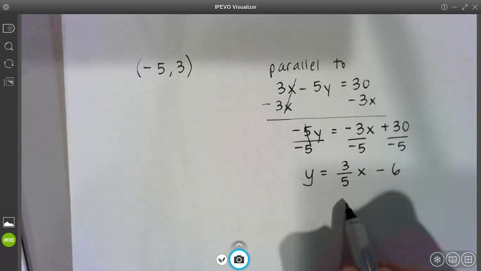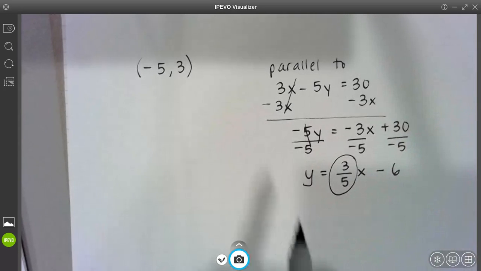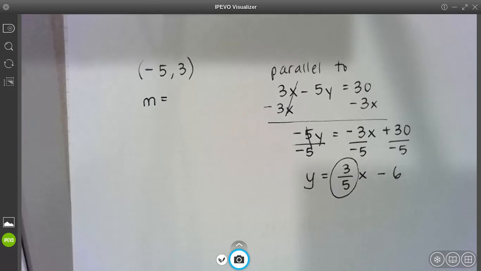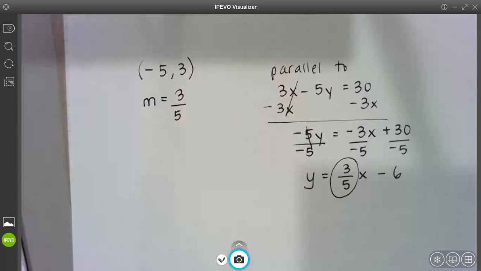All right, so we can clearly see the slope of this line is 3/5. So if our line is meant to be parallel to it, what do we automatically know our slope has to be now? Our slope has to be, anybody know? It is, thank you. 3/5. Okay, we got m, we got an x and a y, let's plug them in.